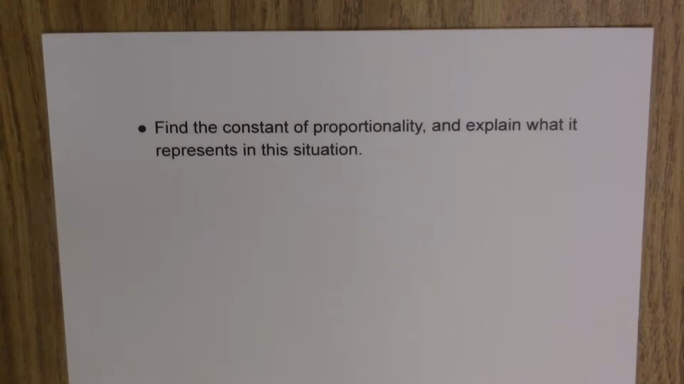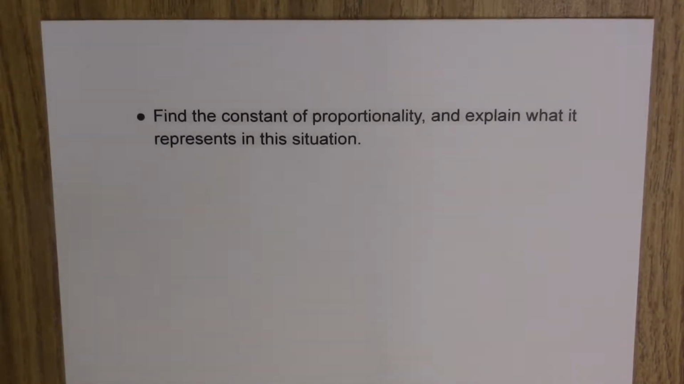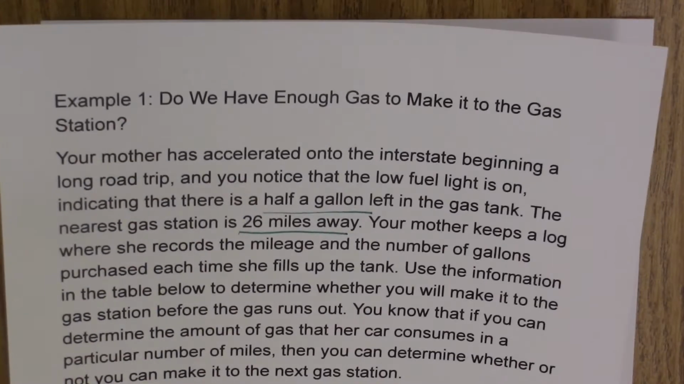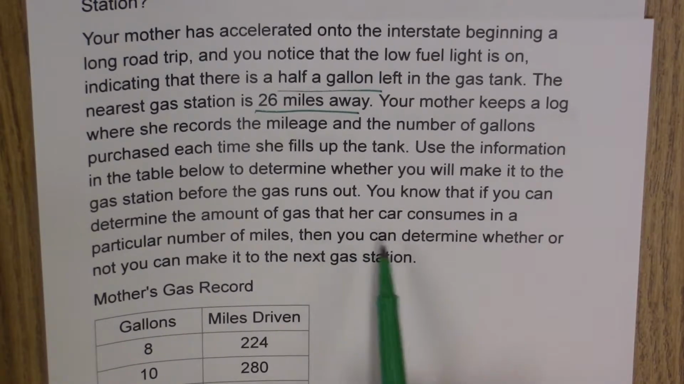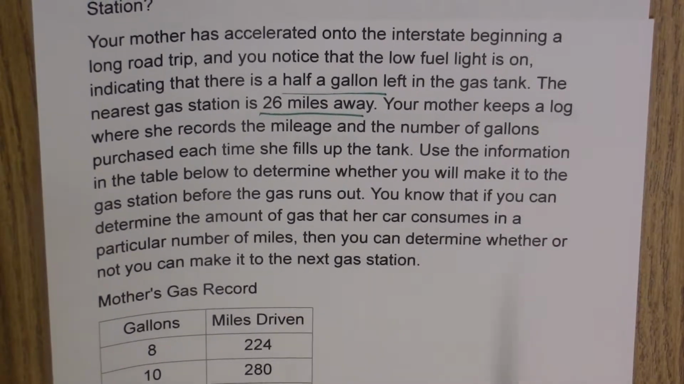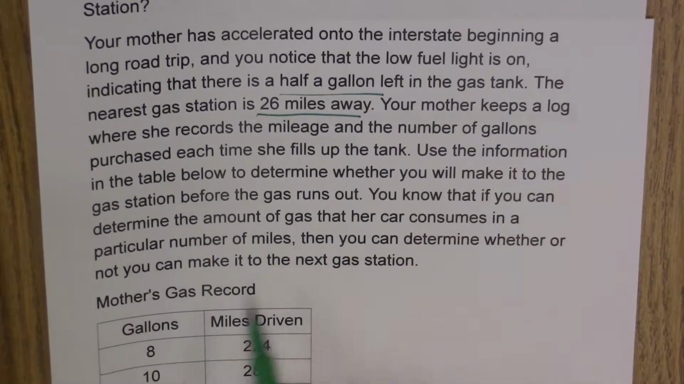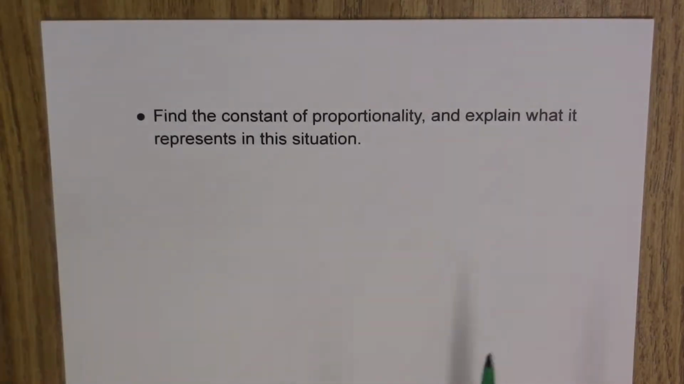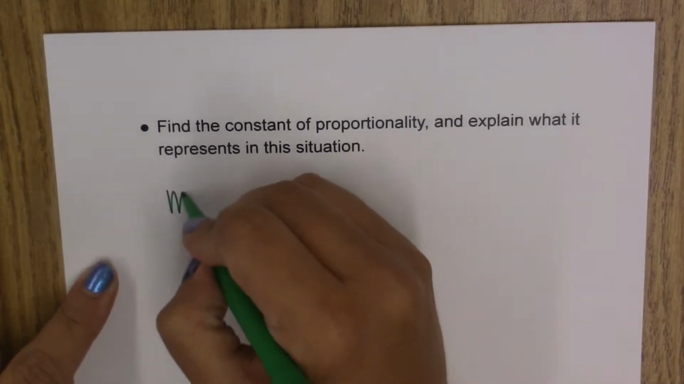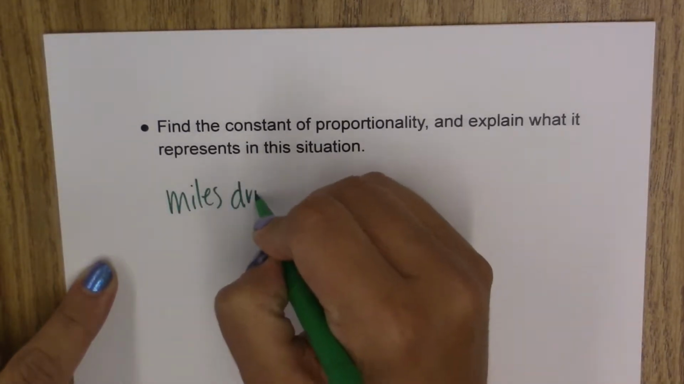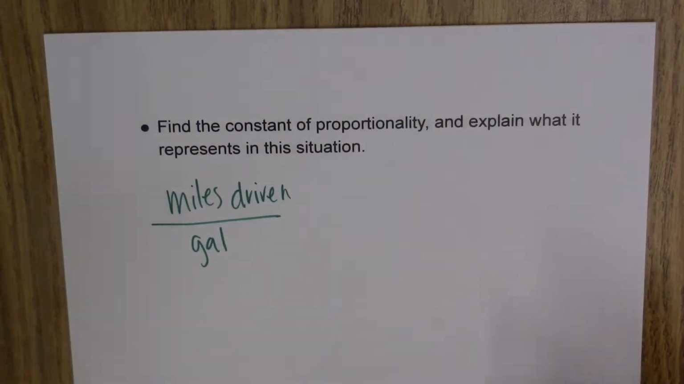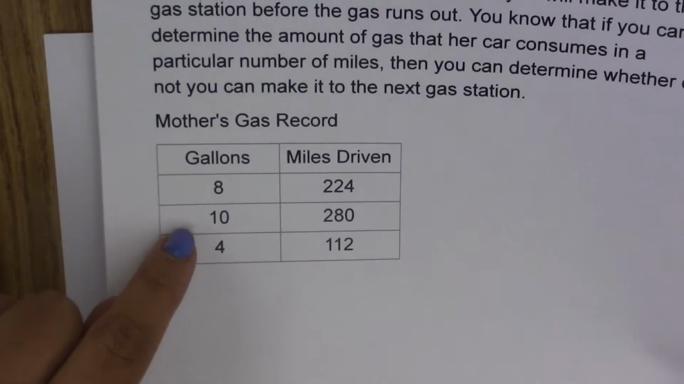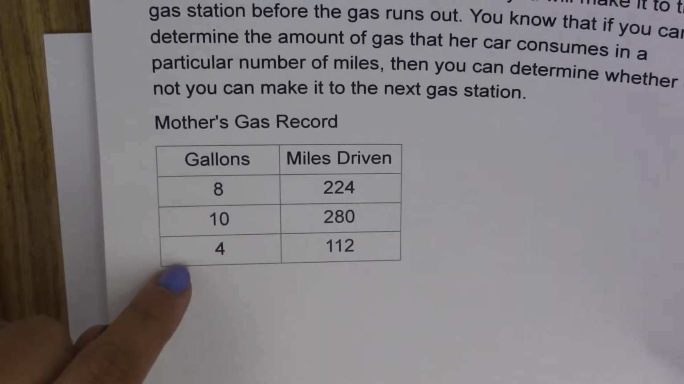All right, so our first question wants us to find the constant of proportionality and explain what it means in this situation. We want to figure out how much gas she uses per mile, or miles per 1 gallon of gas. So we're going to be finding miles driven per gallon of gas. I'm going to use all of the information from the table to see if these would make a proportional table.